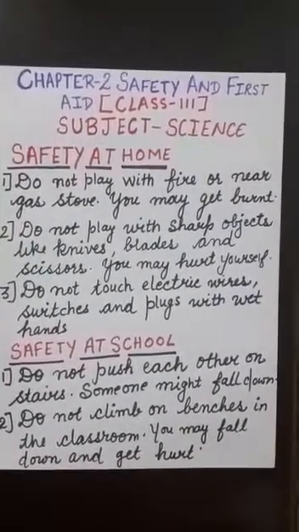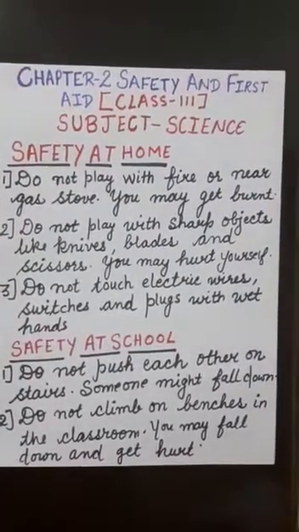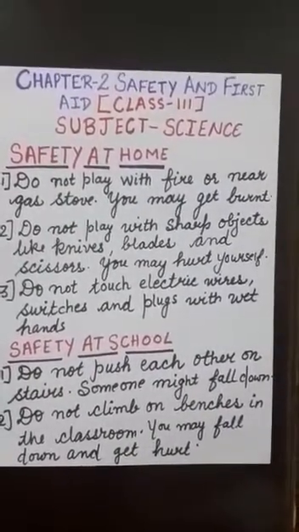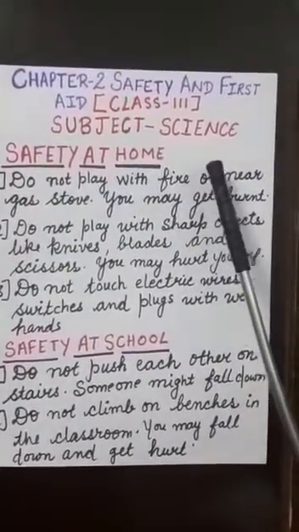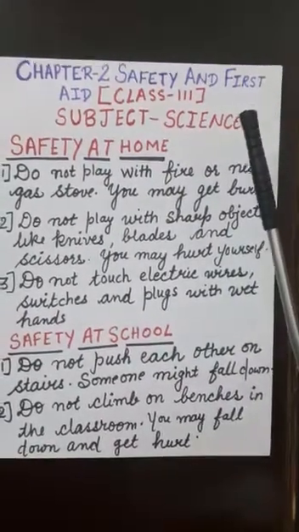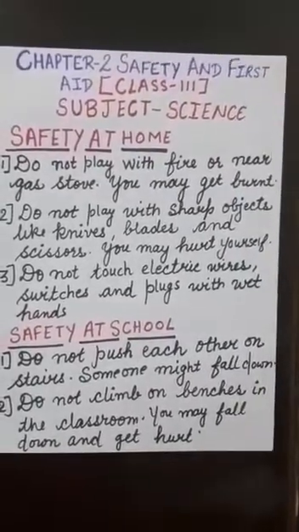Most of the injuries or accidents occur due to carelessness. To avoid injuries, we should follow some safety rules. Now, let us learn some safety rules which help to keep us safe at home, school and other places.